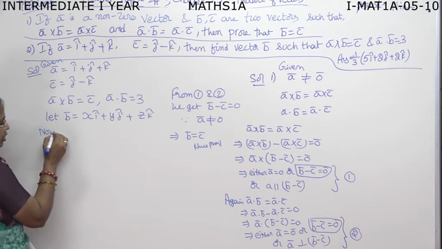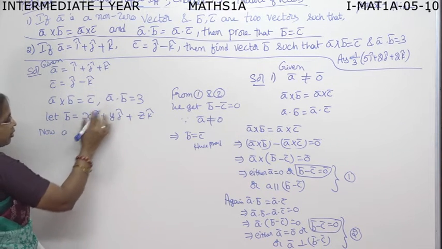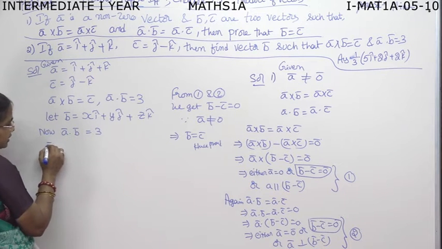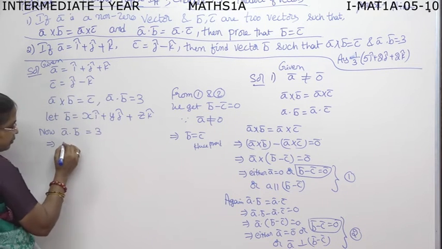Now, A cross B is equal to C, but first I'll take A dot B. A dot B is equal to 3. This implies what? What is A? A is i plus j plus k.